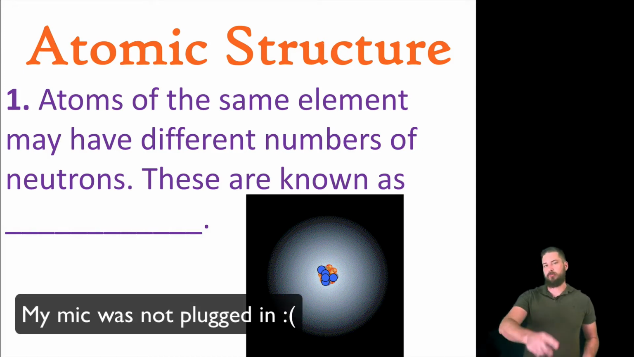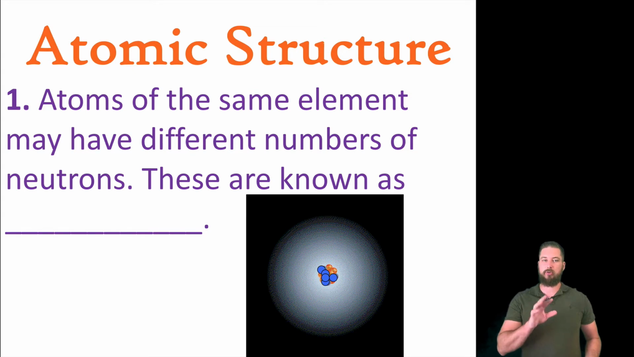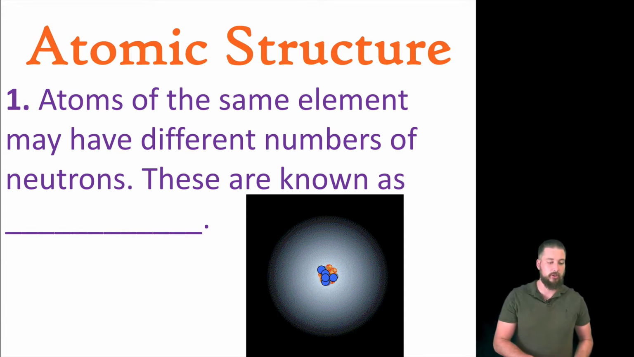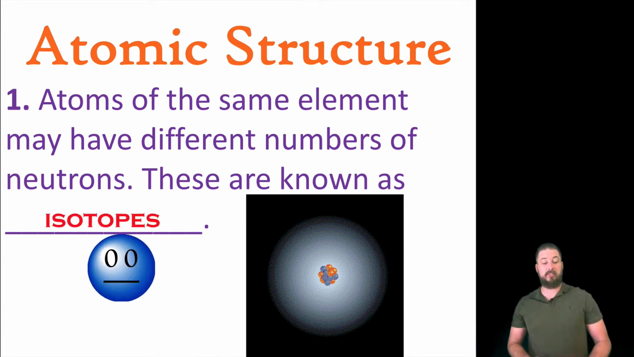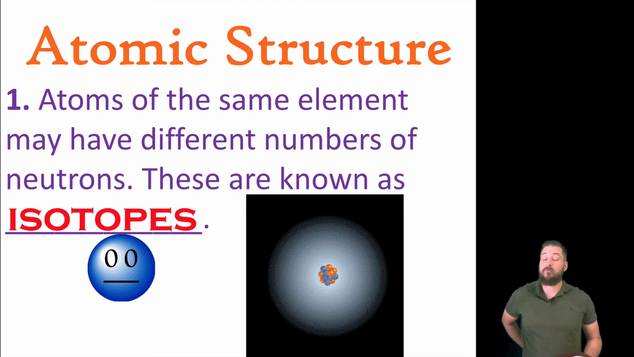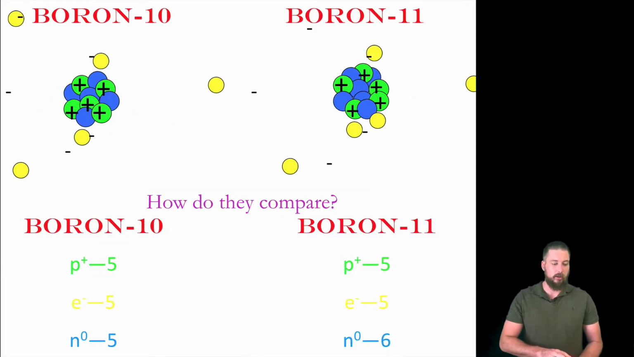And if you remember from the atomic structure video, isotopes are two atoms that are the same element, but they have different numbers of neutrons. So what that means is that they have the same protons, but different neutrons. And so atoms of the same element may differ in the number of neutrons that they have. And so these are known as isotopes. So again, same element, but different neutrons. All right, so let's go ahead and take a look.